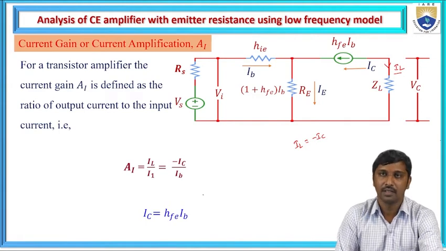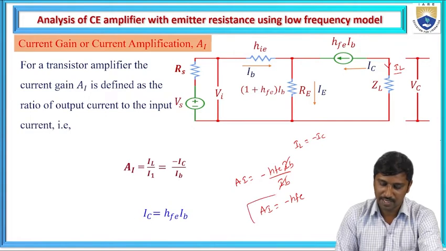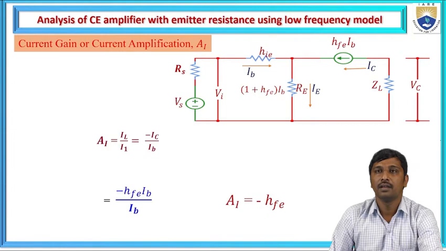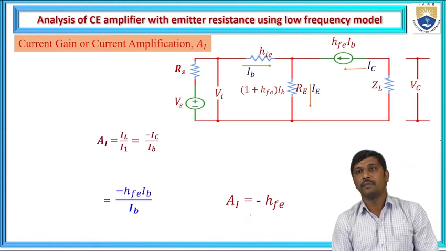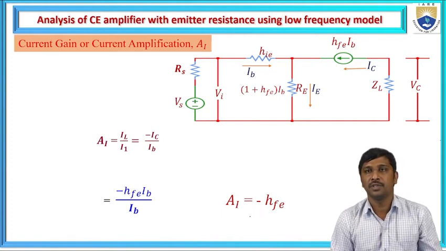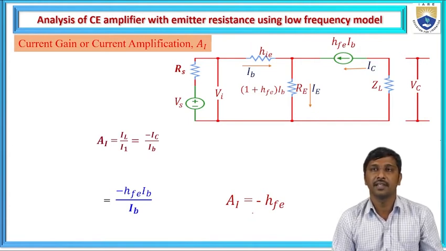Now we can substitute here. So AI is equal to minus HFE times IB by IB. Hence this IB gets cancelled. The current gain in this common emitter amplifier is represented as minus HFE. So the current gain for this common emitter amplifier with emitter resistance is minus HFE. Means there is no change in the current gain in a common emitter amplifier without emitter resistance and with emitter resistance.